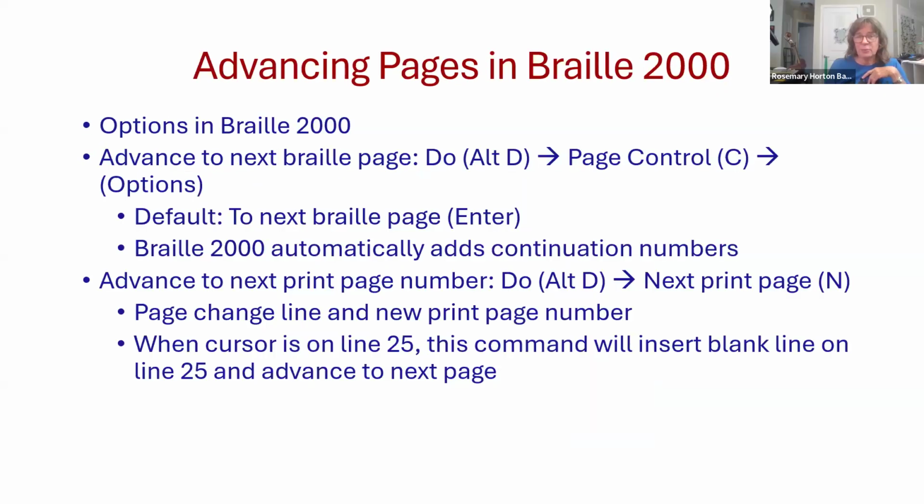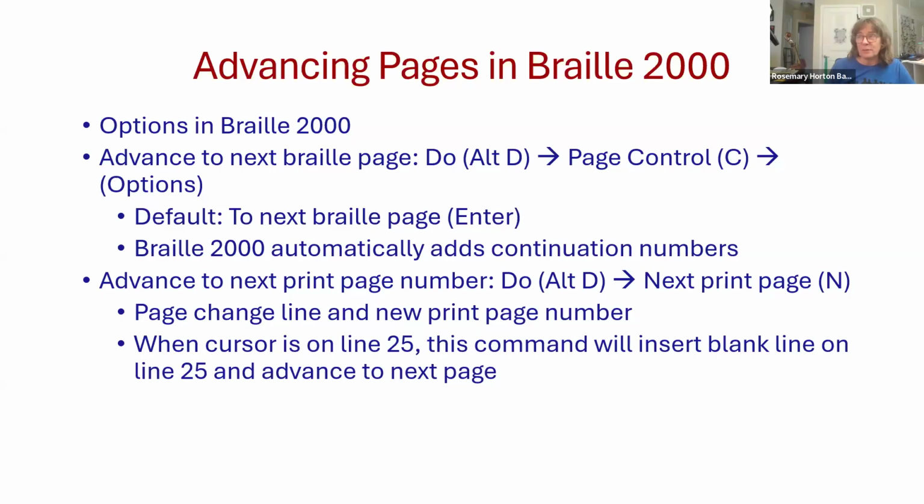So to advance pages in Braille 2000, to advance to the next Braille page, the command is do page control, which is the letter C. And then it pulls up some options. Most of the time I'm just hitting enter, but I'll show some different options for if you want to do something different. Braille 2000 will automatically add the continuation numbers. I'd be curious if anybody does not know what these are, just put it in the chat and then I'll answer that at the end of this section. Liz will see that.